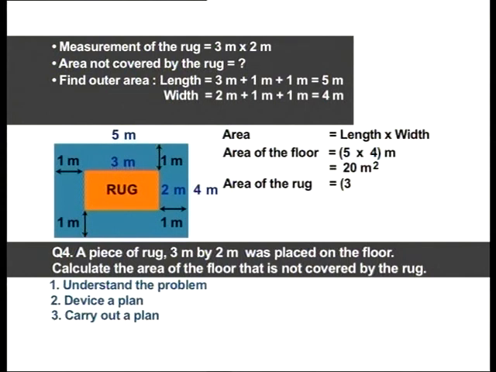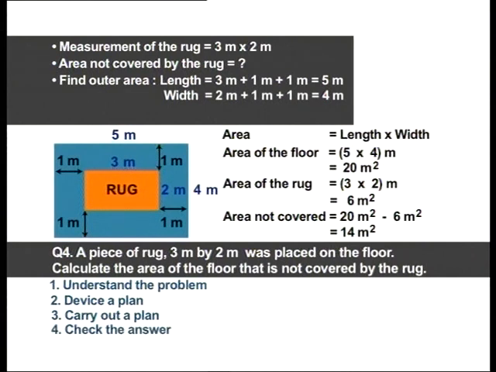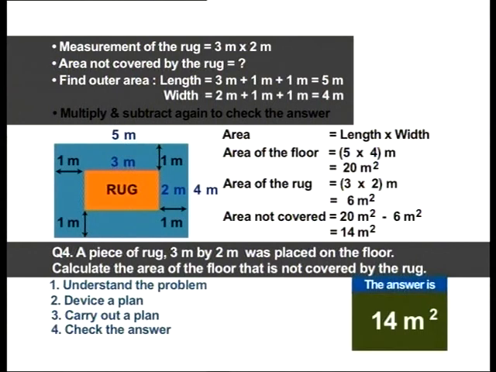Area of the rock is 3 meters multiplied by 2 meters equals 6 meters square. Subtract the rock area from the floor area to get the area not covered by the rock. 20 meters square subtract 6 meters square equals 14 meters square. Fourth, check the answer. Multiply and subtract again to check the answer. The answer is 14 meters square.